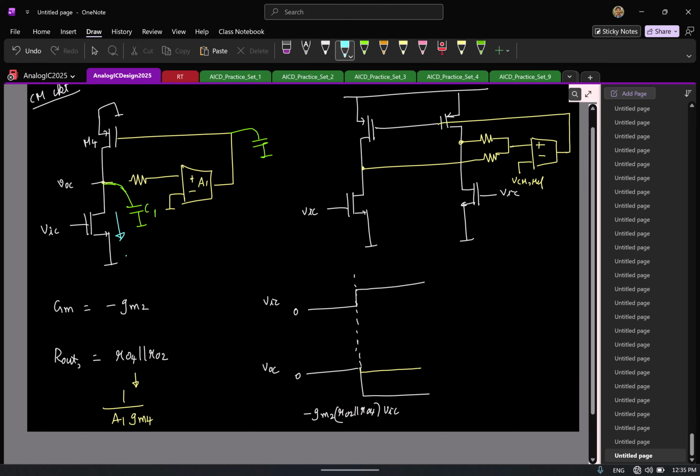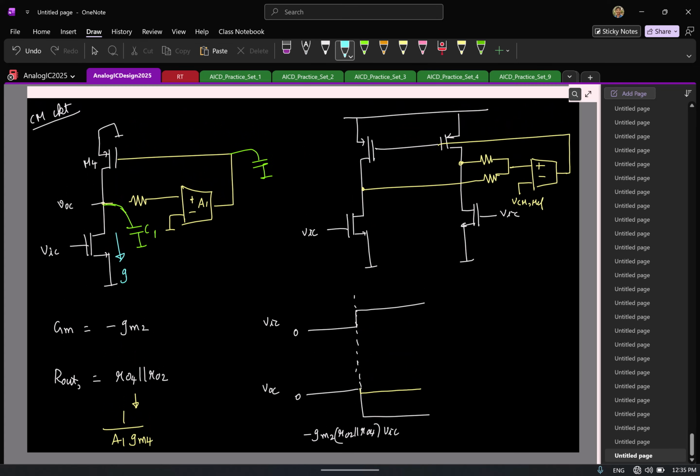So this current is always GM2 VIC, right? No confusions. Okay. Now at t equal to 0 plus, since this loop is not going to respond, we have this current getting drawn out of the capacitor. So what will happen to the node voltage here?